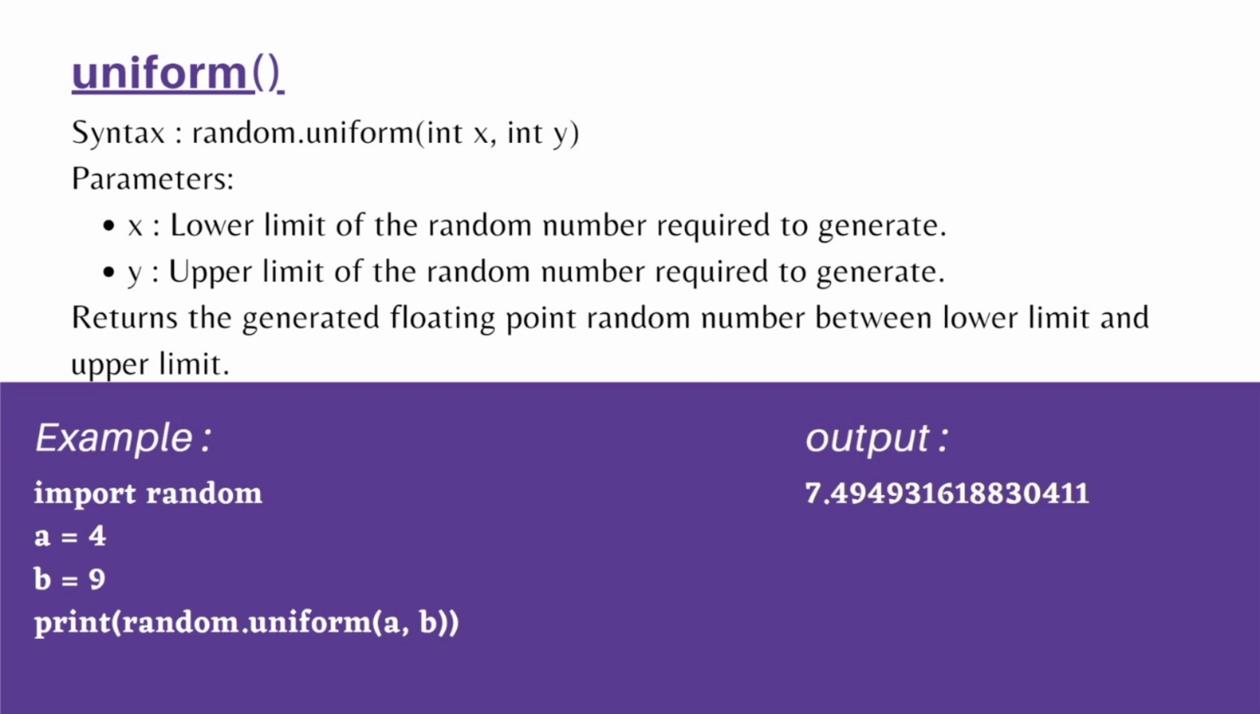Uniform. Syntax is random.uniform(x, y). Parameters: x is the lower limit of the random number required to generate, y is the upper limit of the random numbers required to generate. Returns the generated floating point random number between the lower limit and upper limit.